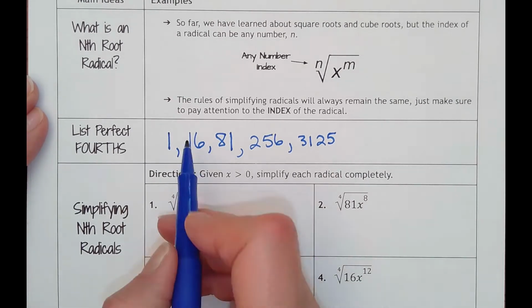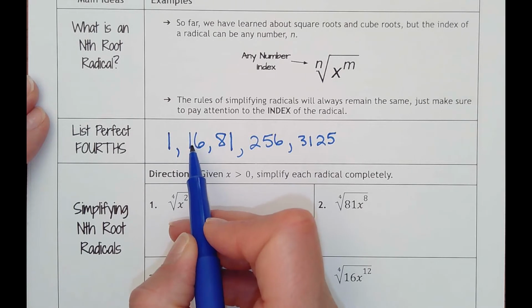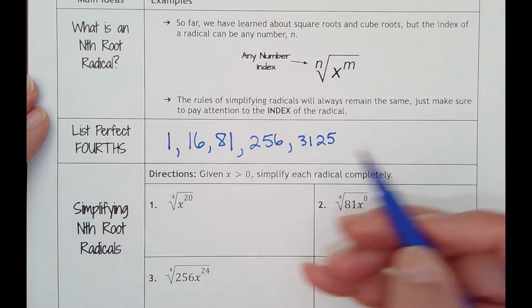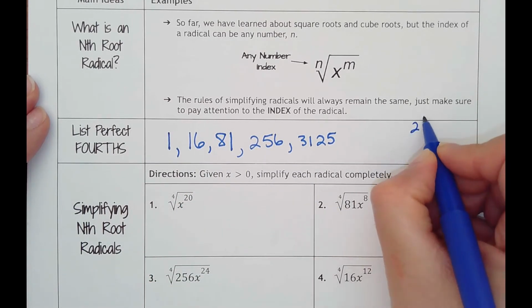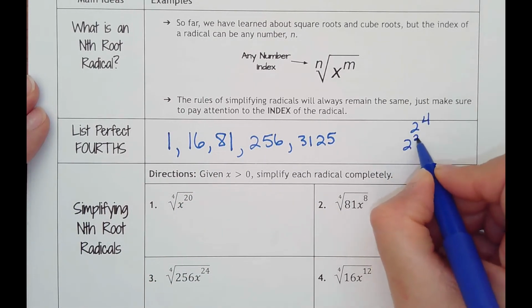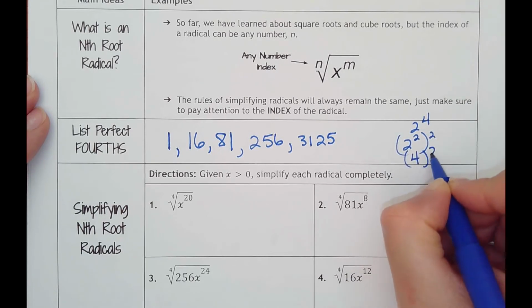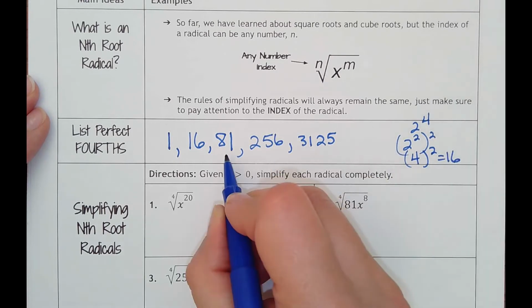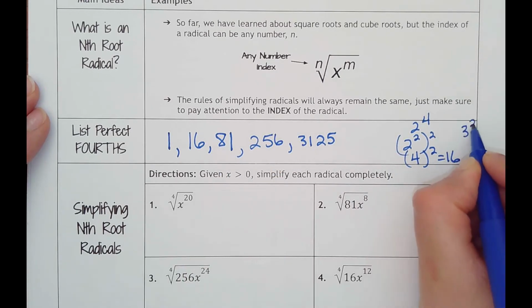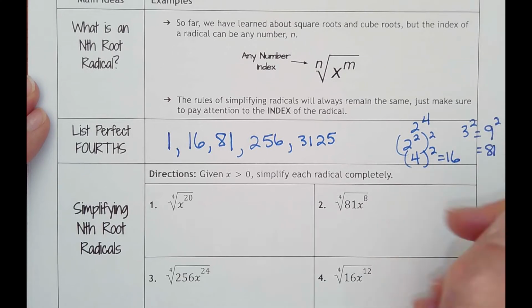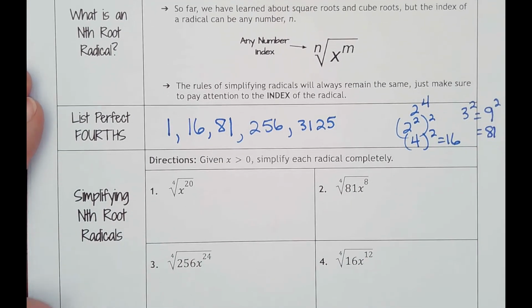Okay, but something I do want you to think about is when you're taking something to the 4th power, it's squaring something and then squaring that number. So like for example, 2 to the 4th power is the same as 2 squared squared. 2 squared is 4. 4 squared is how we got the 16. 3 squared is 9. 9 squared again is the 81. So it's like squaring a square.